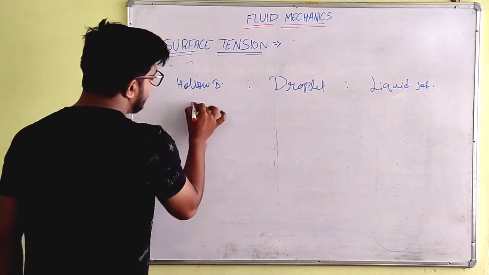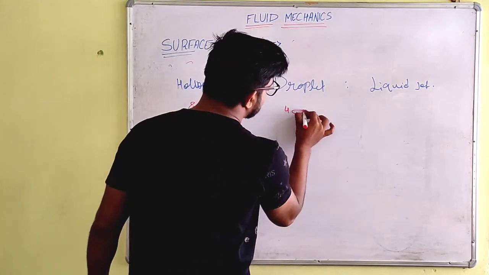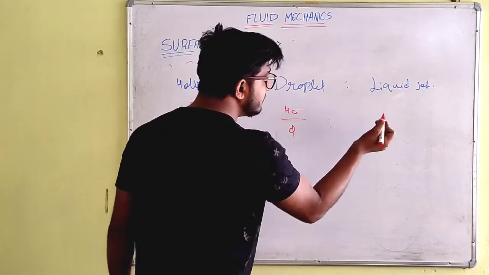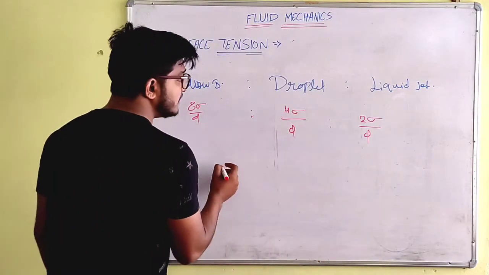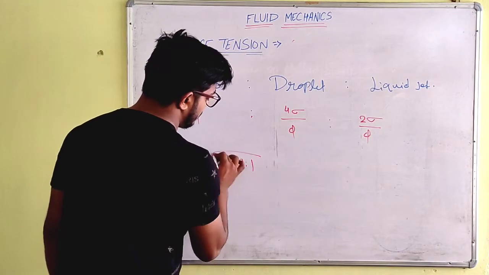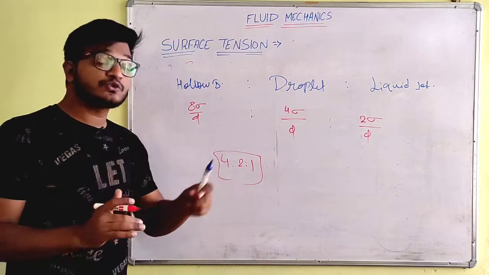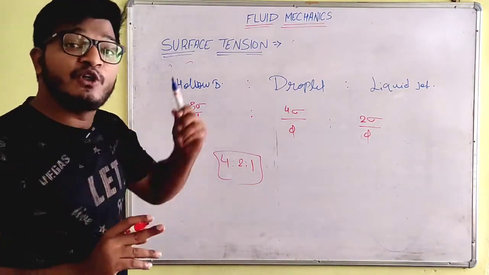Hollow bubble is 8 sigma upon D, the liquid droplet is 4 sigma upon D, and the liquid jet is 2 sigma upon D. If we take out the ratio, then it will be 4:2:1. Just keep it in mind, 4:2:1. That's it. Next time you are not going to forget this thing.